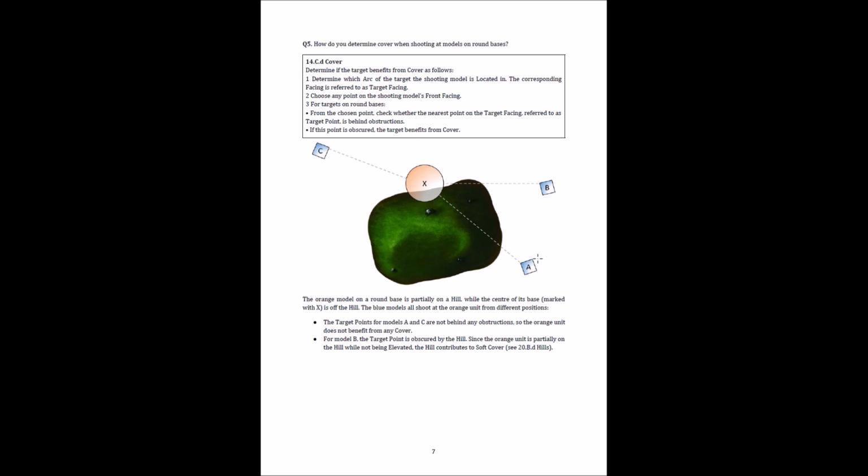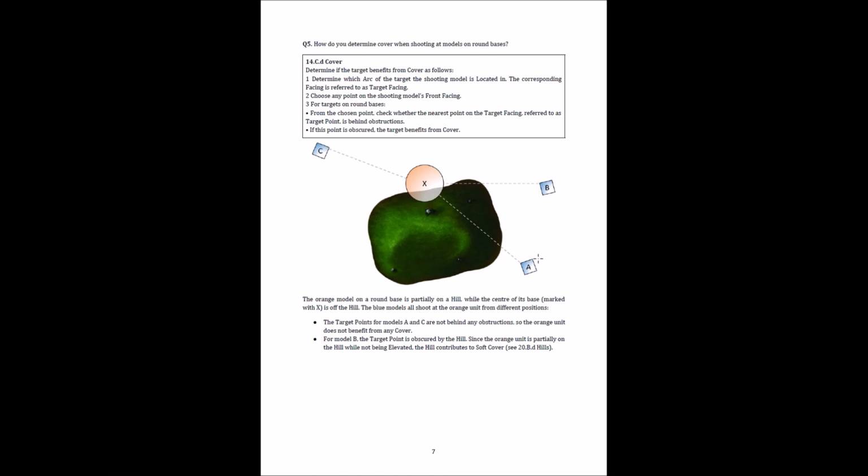Here's another one that was kind of an eye-opener for me. Since they've done the changes to being on an elevated position, I actually didn't pick up on the change for cover. I thought units still got cover if they were partially on the hill, but not if the center was off the hill.